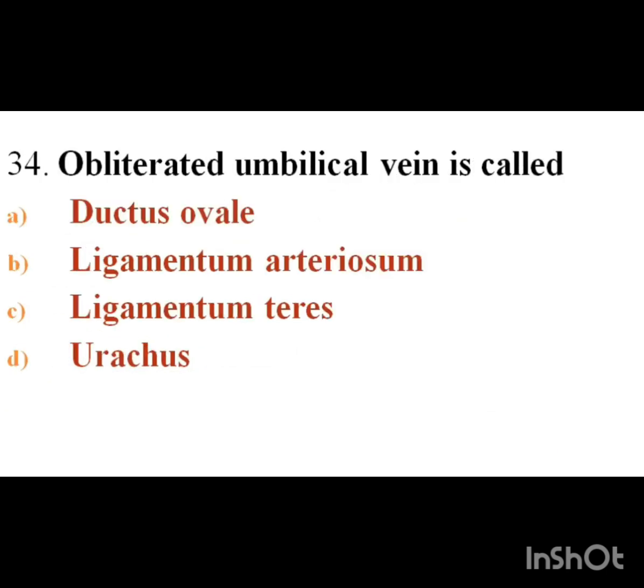Next question. Obliterated umbilical vein is called: A. Ductus ovale, B. Ligamentum arteriosum, C. Ligamentum teres, D. Urachus. Answer is C, ligamentum teres. So the obliterated umbilical vein is called ligamentum teres.